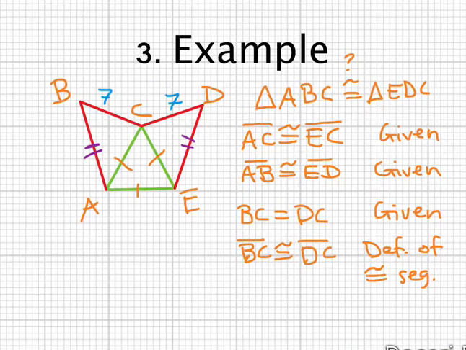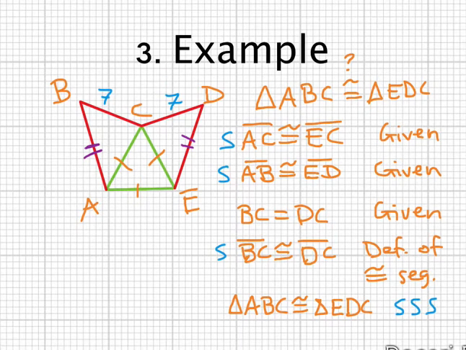So now, if you notice, we have a side, and a side, and a side congruent. So I've got side, side, side. Perfect. Now what am I saying is congruent? Triangle ABC is congruent to triangle, again, match it up, EDC by side, side, side. And that's how you would do this kind of problem.